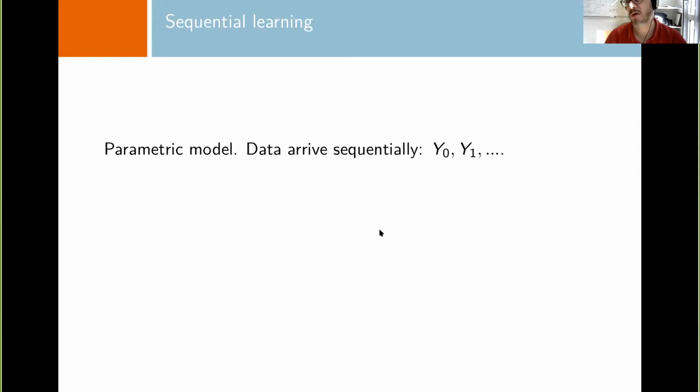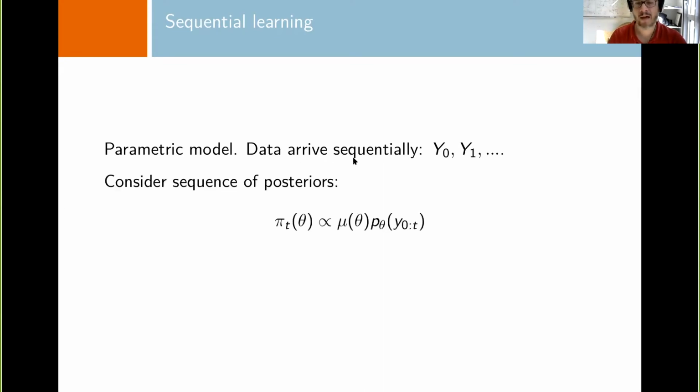Sequential learning is another kind of problem where you might want to use SMC. Imagine you have some parametric model and your data arrives sequentially. Then if you're a Bayesian, you might want to consider this sequence of posterior distributions. So again, this will be your prior, that will be your likelihood given your parametric model with this data. And you would like to approximate the posterior given the first point, the first two points, the first three points. So if you want to do sequential learning, then SMC is the right tool for the job.